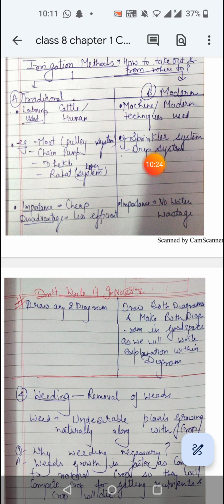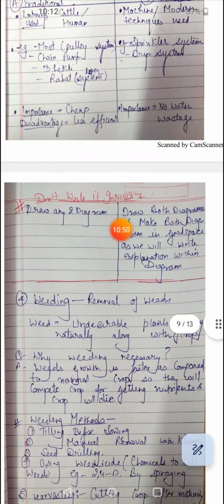Drip system also. Drip system means giving the water only to the root of the plant. We will not give the water to the whole plant, like stem and leaf. Who needs the water? Only the root, because the root will absorb it and give it to the other parts. So these two are very effective compared to the traditional one. Okay, you will see the table way, it will be easy for you to understand. So draw the diagram.